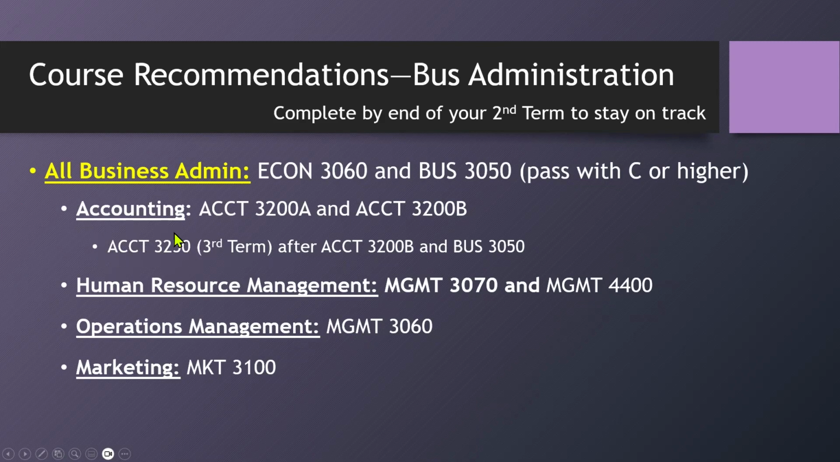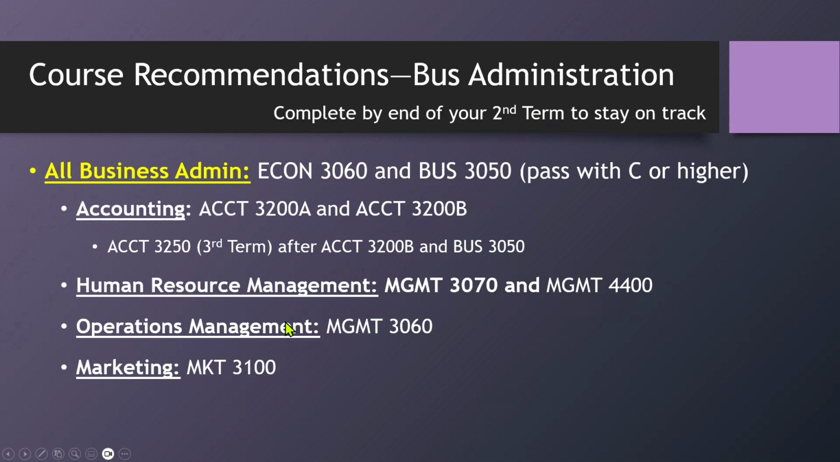Okay, so you want to try to complete accounting 3250 by your third term because in your fourth term, you'll be taking accounting 4950. And especially if you want to finish in 2 years, you want to follow these recommendations. If your option is in human resource management, we want you to try to finish management 3070 and management 4400 by your second term. So just keep that in mind. Most of you are probably in management 3070 now. That's good. So the next semester, finish management 4400.